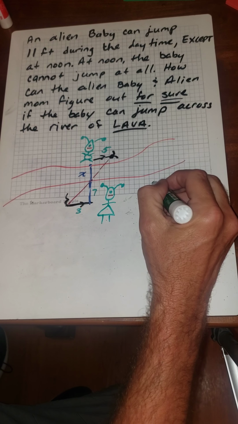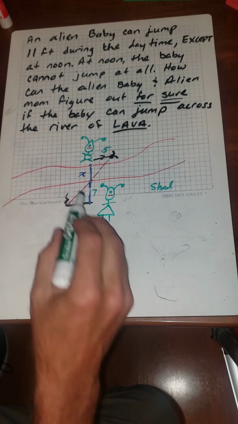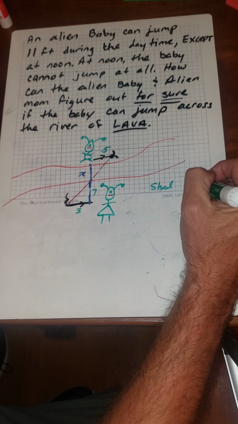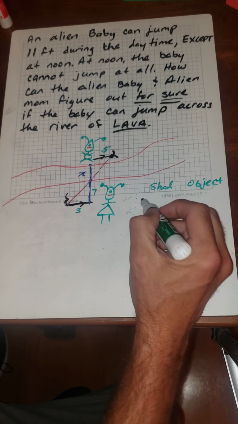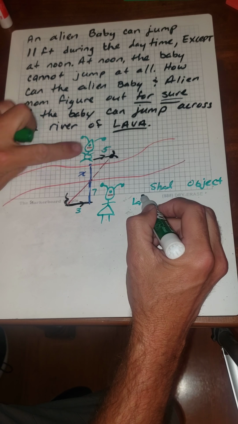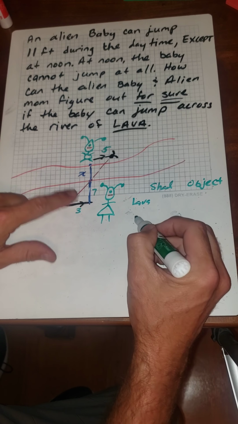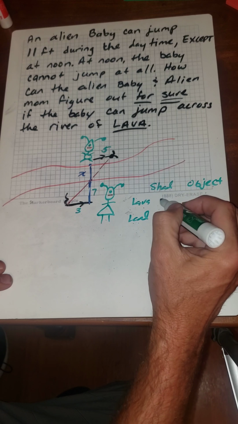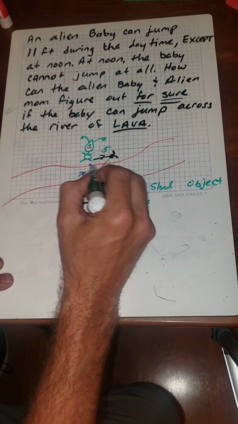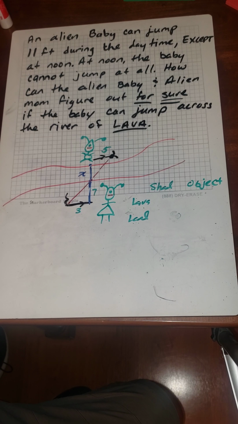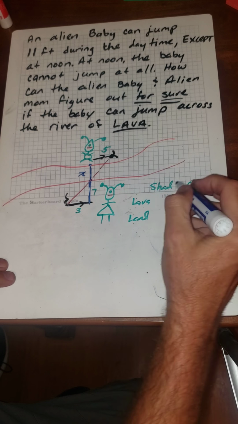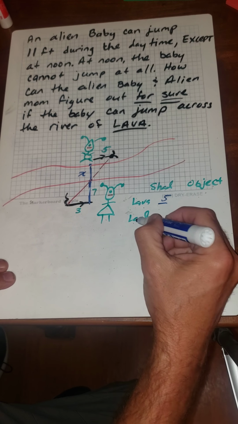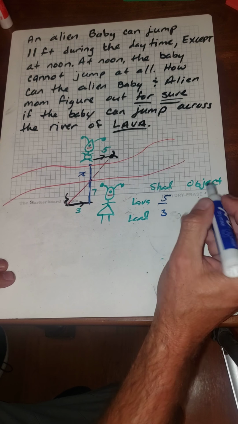So I'm going to have a shadow, right? So we've got shadows again. And then we've got the objects, either the baby or the stick. And then we have, I'm going to call it lava because we have a lava side, and then we have a land side. I don't really care what you call them, but I'll have the land side and the lava side, the lava being the one that has the X in it. So the lava shadow is the baby shadow, so that's 5. And the land shadow is the stick's, so that's 3.